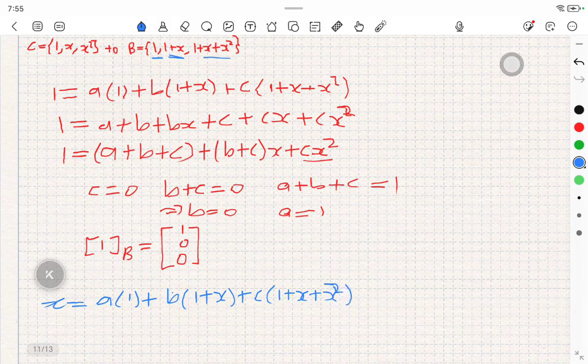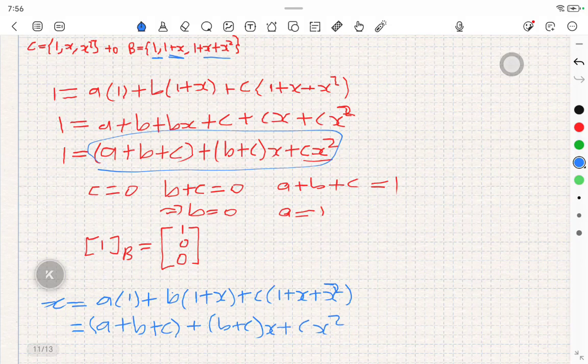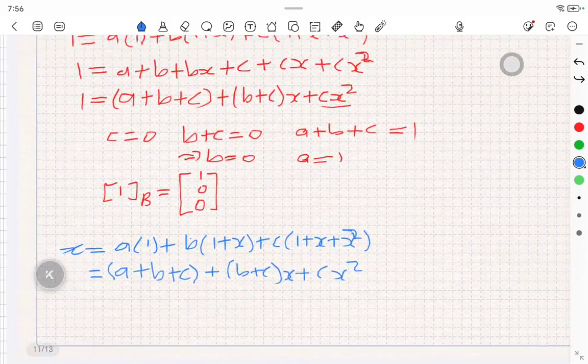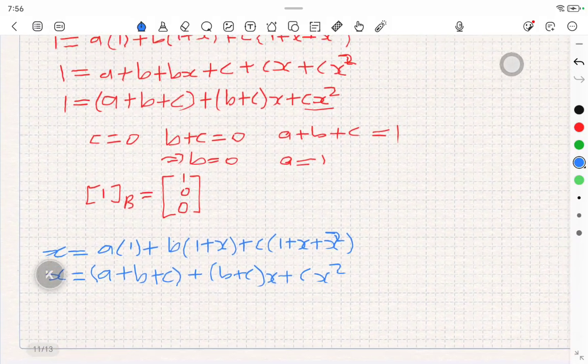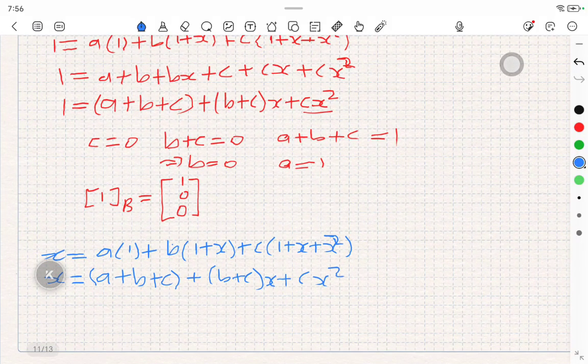Now, already we know at the end we had a plus b plus c, plus b plus cx, plus cx squared. I'm just taking this from this. Already the right hand side will remain the same always, and this is equal to x. Now this shows us that c is still 0 and b plus c is equal to 1, because this is x times 1, right? And since c is 0, it means that b is equal to 1.